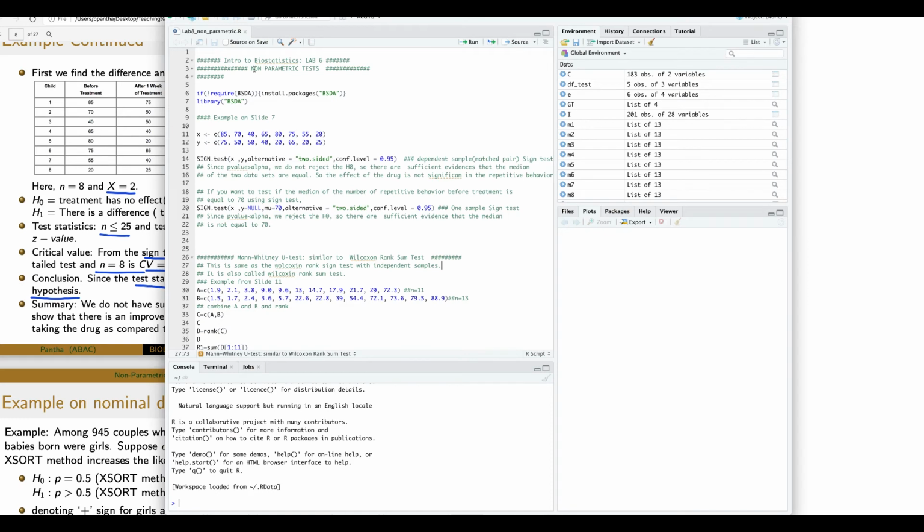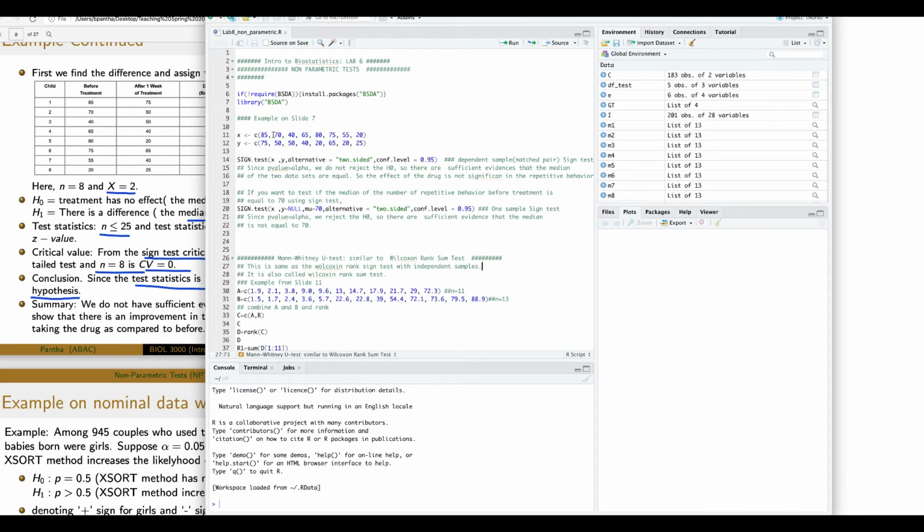So let us do this. X is 85, 70, 40, and so on; I copied that X for the before treatment. Y is c(...), and again you can write this symbol or the equal symbol, no problem. Then write c and copy the data, all this data here.